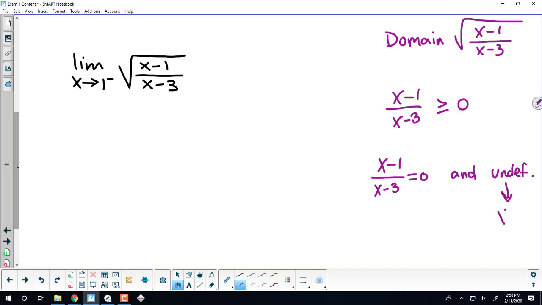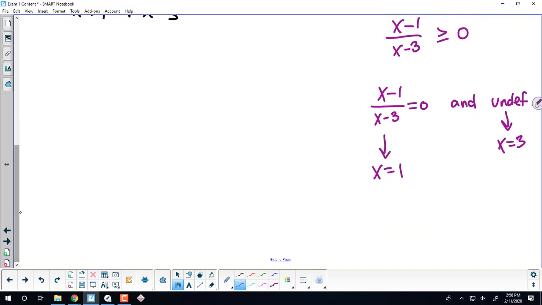When's the function undefined? At x equals 3. When's the function 0? At x equals 1. So what that does is now give us, since we're trying to determine where it's positive, we first figure out where it's 0, because outside of where it's 0, it's either positive or negative. So we now have where it's neutral. At x equals 1, it's 0. At x equals 3, the function's undefined.